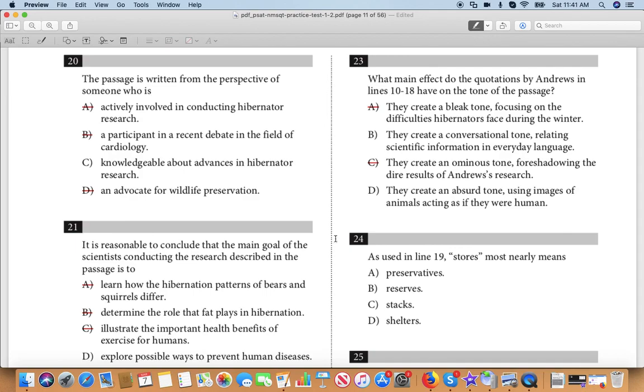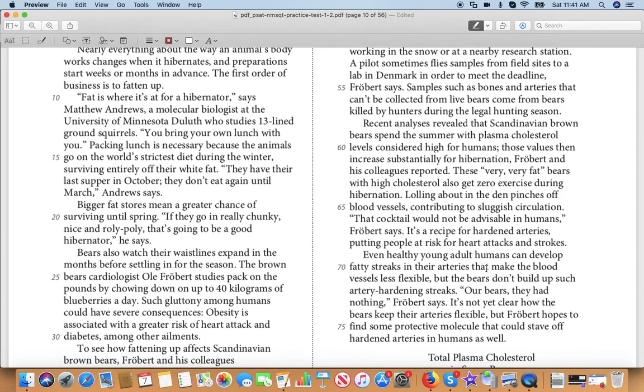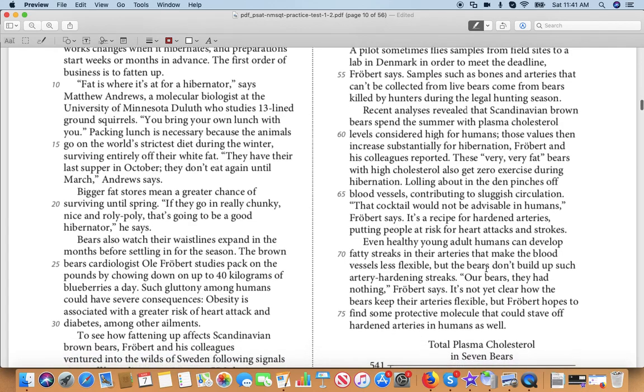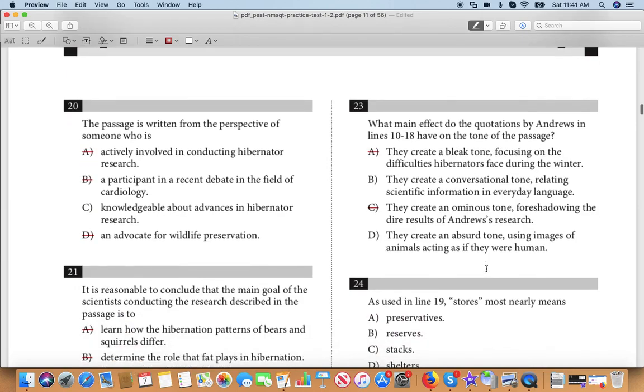A lot of students hear that second half, using images of animals acting as if they were human. They do, right? It talks about the animals packing their lunch. They have their last suppers. They're having dinner. They're packing lunches. It does sort of personify, to use the English term, these animals. They do create images of animals acting as if they were human, which is kind of an absurd situation.